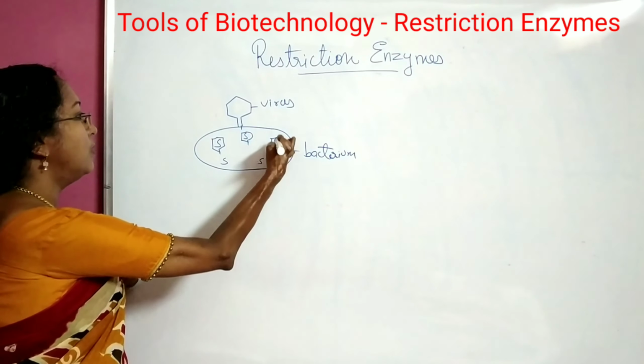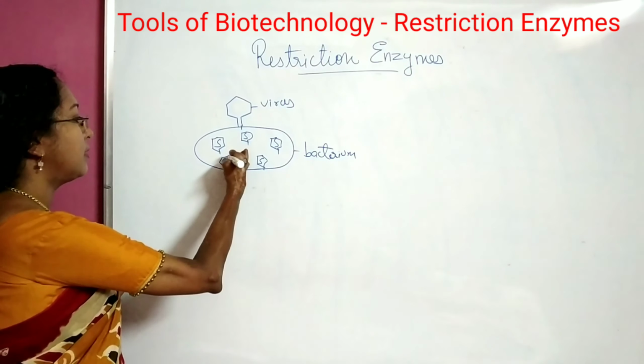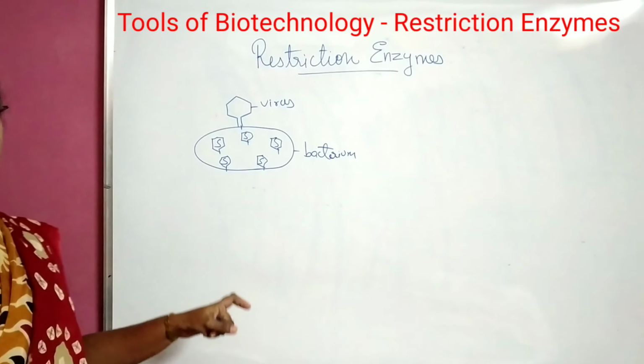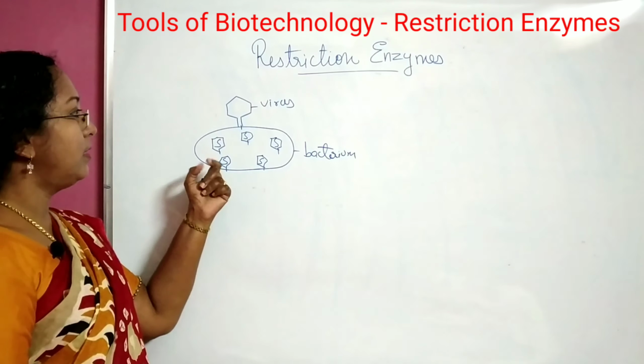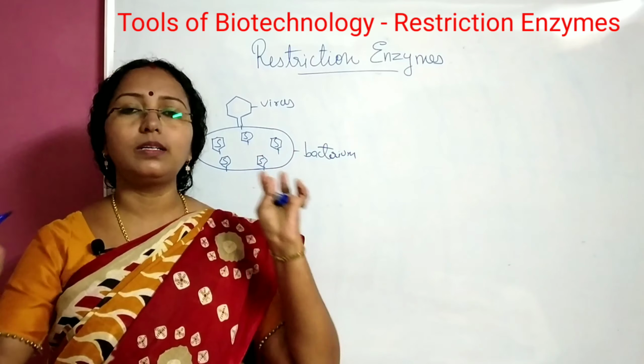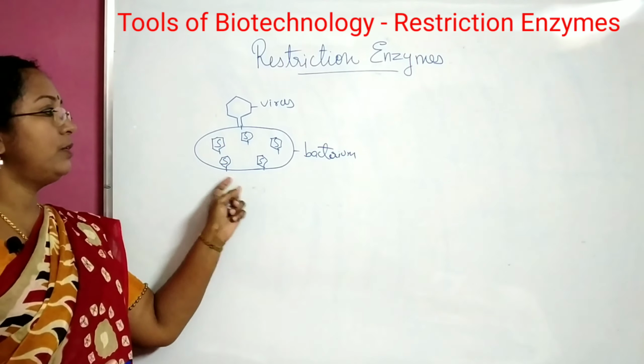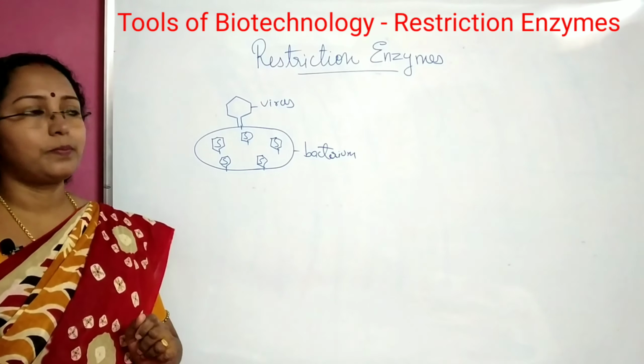Okay, so that means many phage particles are now inside, and ultimately the bacterial cell will burst open and these phage particles will come out. This is the usual cycle of a bacteriophage with a bacterium.